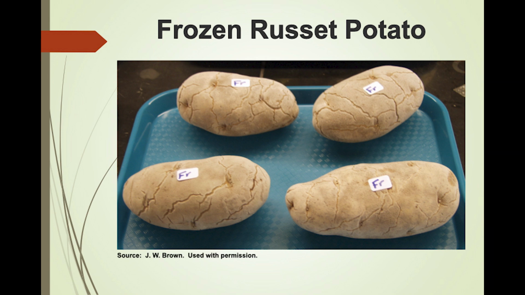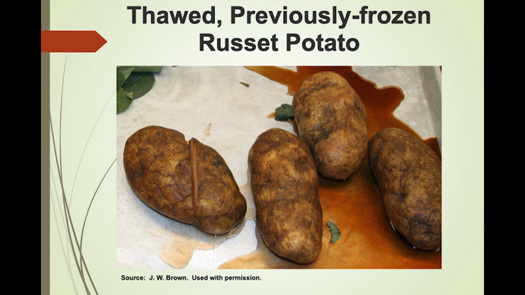Here are frozen russet potatoes. The skin is cracked because as the water in the potatoes froze, the ice expanded and caused the skin to split. After the potatoes have thawed, they release a lot of liquid that oxidizes to produce this brown liquid. The potatoes are soft, but not too soft. These potatoes could be eaten, but texturally and taste-wise, they're going to be inferior in quality compared to a fresh, non-frozen potato.